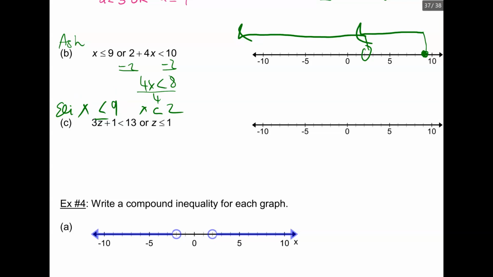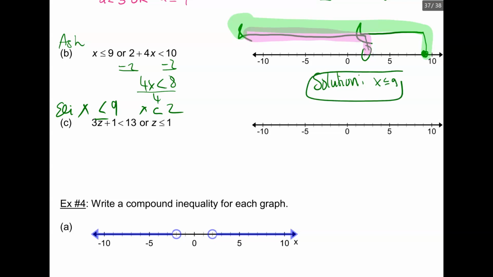So literally the solution for this one, just to be clear, because we have this overlap, we see this one being overlapped by this one. Only one had to be true, so I'm going to take the one that's more broad. All right, so the solution is just going to be x is less than or equal to 9.